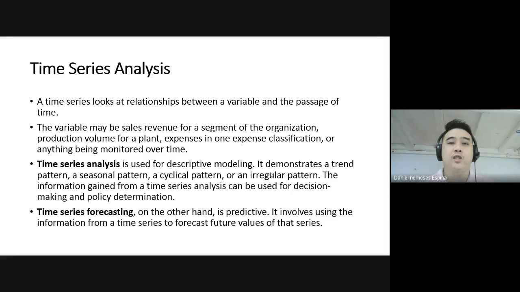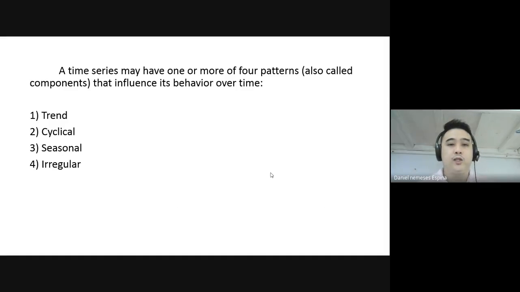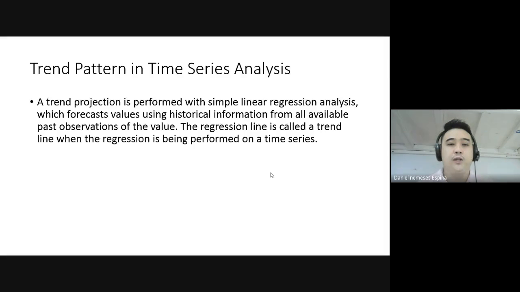Variable. So let's say you have established a link between advertising and sales. You also predicted that every time you increase your advertising, you will also increase your sales. Okay, so the time series has four patterns: trend, cyclical, seasonal, and irregular.